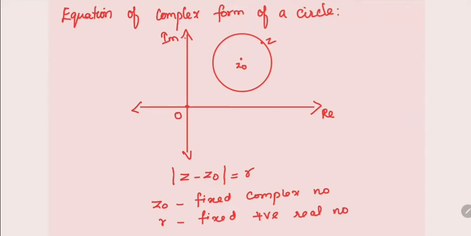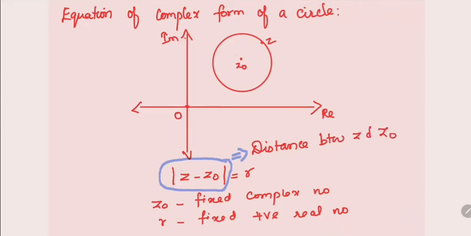Why are we saying R is a positive real number? For that, we'll go to the condition. What is modulus of Z minus Z0? It is nothing but the distance between two complex numbers Z and Z0. So the distance between them is R. So the locus of Z that satisfies this condition is nothing but the circle.